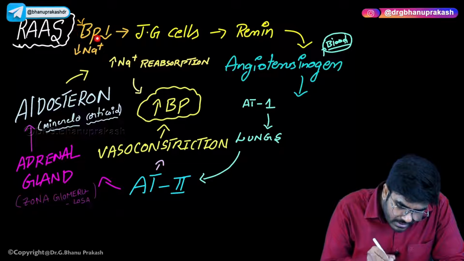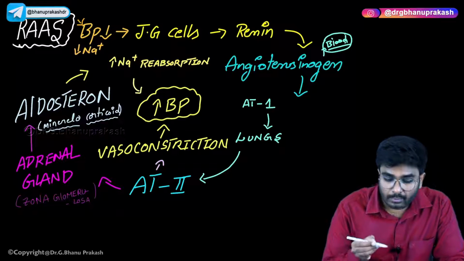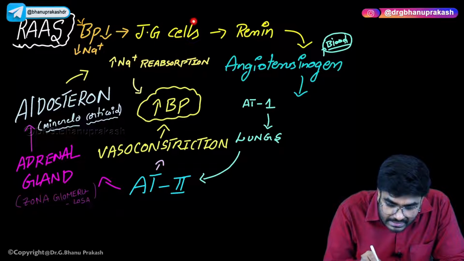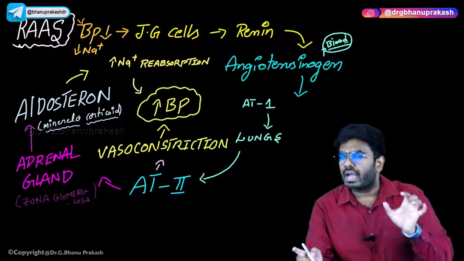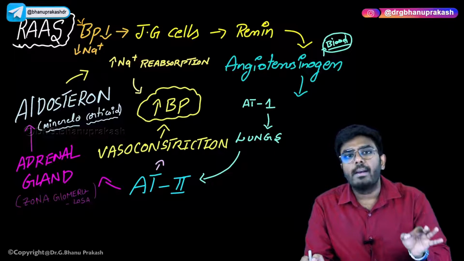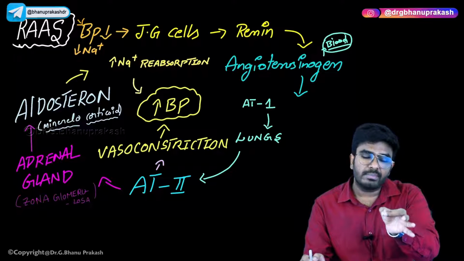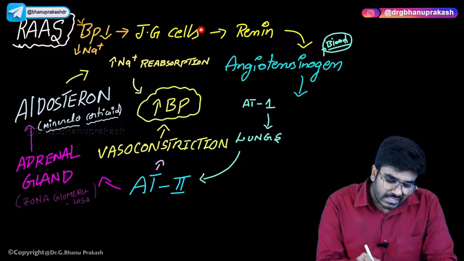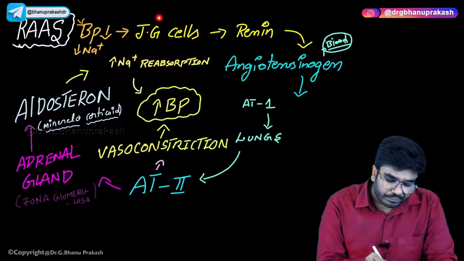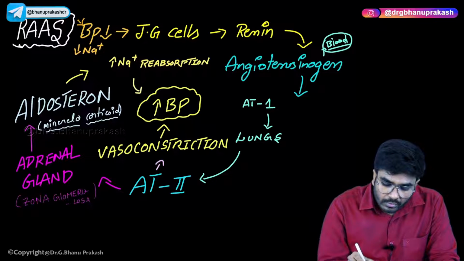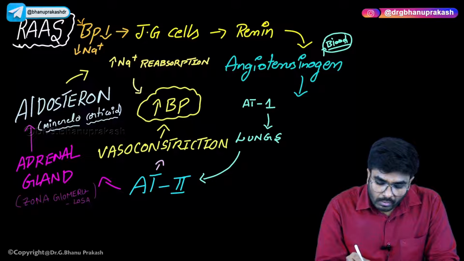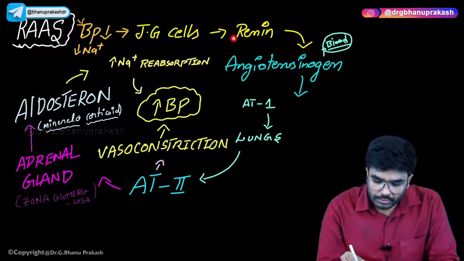Whenever the BP of the person is going down, or whenever there is hyponatremia, the JG cells in the nephrons, there are certain cells which are known as the JG cells. I will show you where exactly those JG cells are, but for now, just keep this point in mind. Now the JG cells can sense the hyponatremia and the hypotension. Now what are they going to do? They are going to release a hormone called renin. So JG cells are going to produce renin.